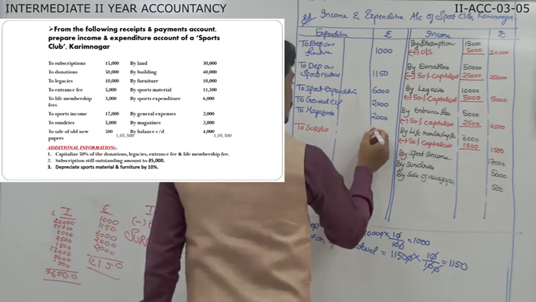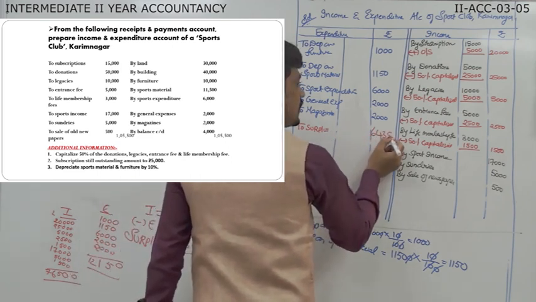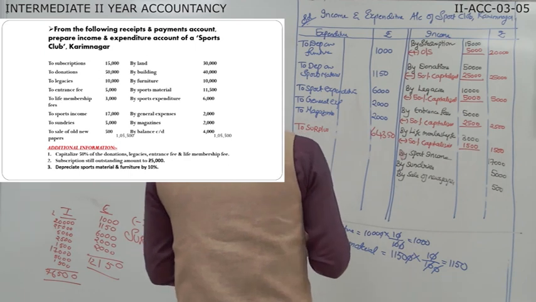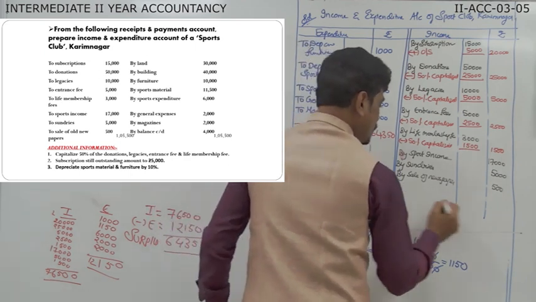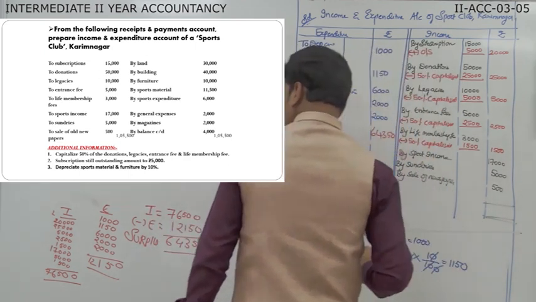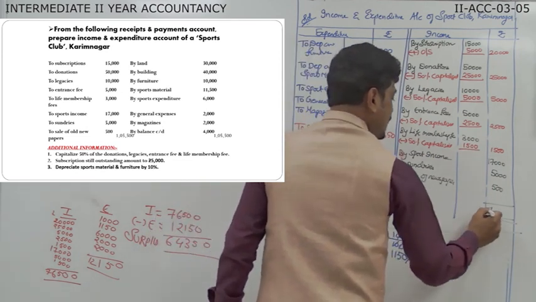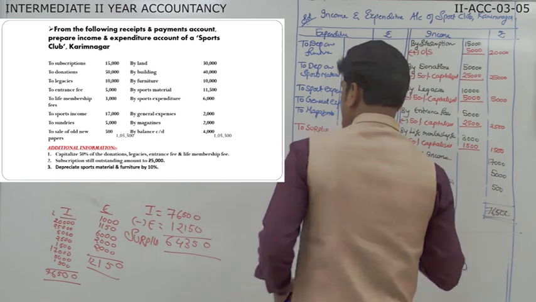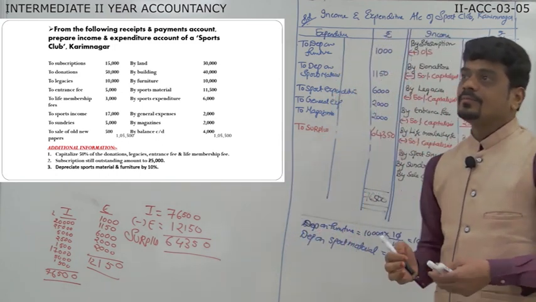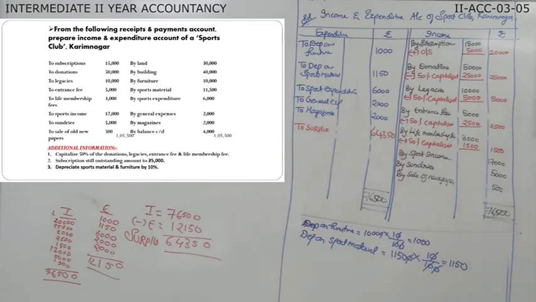So to surplus 64,350 over. Close. Balance total is 76,500. 76,500. This is the solution. Just you all can have a glance over it, how the solution is done.